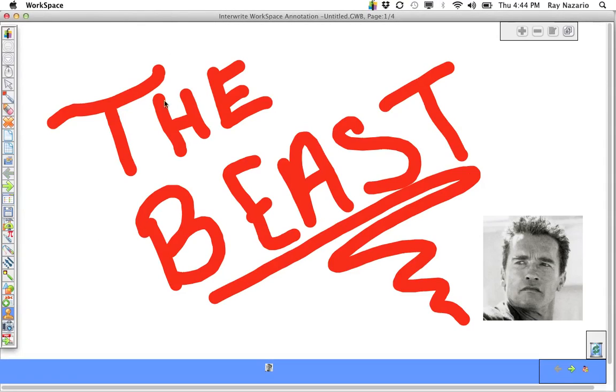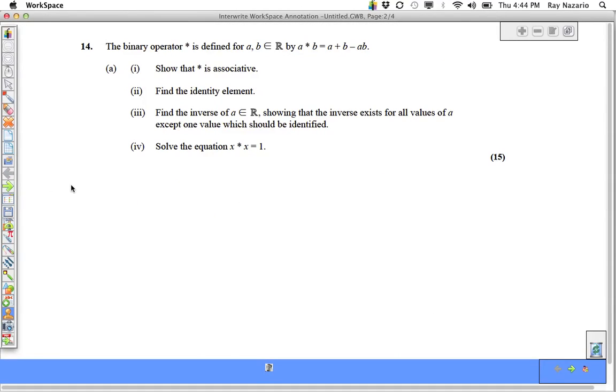So let me get this thing to actually go to the first page of the question and we'll begin the solution. The binary operator star is defined for A, B elements of the reals such that A star B equals A plus B minus AB. We need to show that star is associative, determine an identity element, determine the general inverse for A.